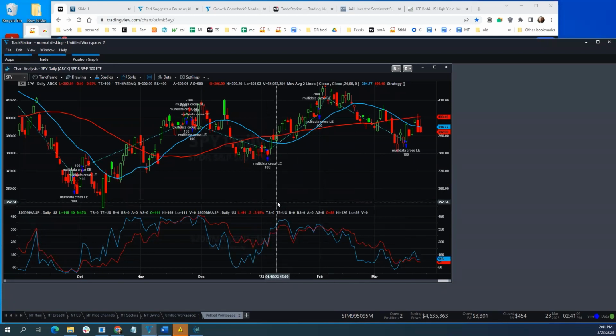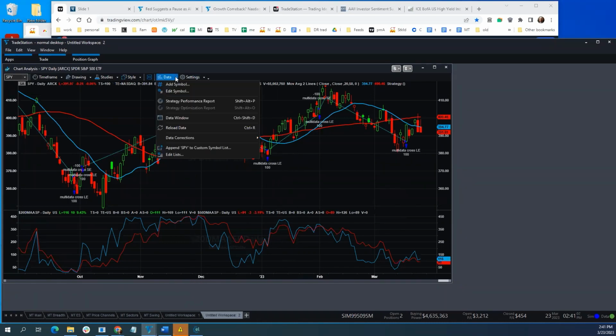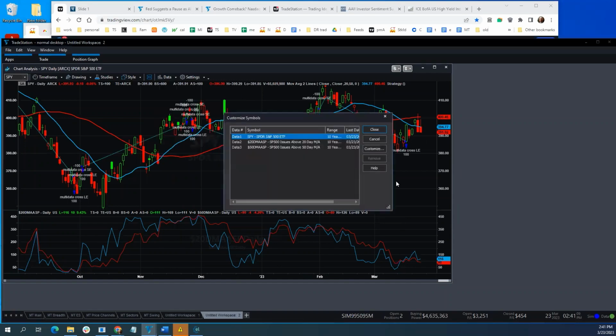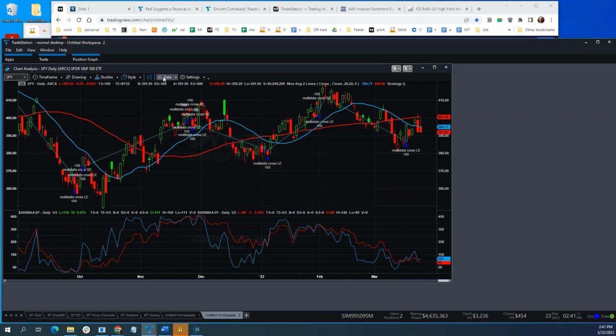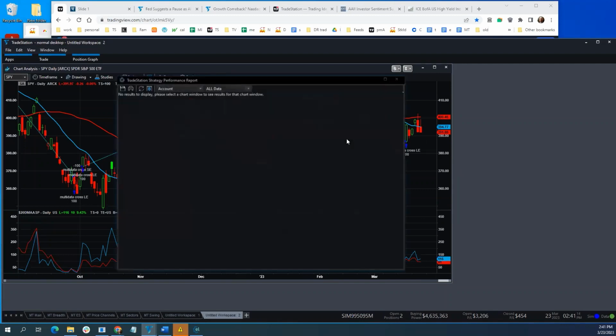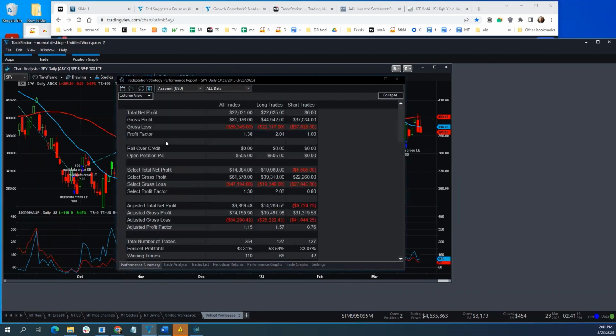If you use the strategy for backtesting, it actually does confirm that this pattern has a historical causation. So we go to data, and let's see how much history we have. Right, we have 10 years of history. We go to the strategy performance report, and if we look at this, we can see that this strategy over time is profitable. What's interesting is that the short trades are not profitable. The long trades are much more profitable.